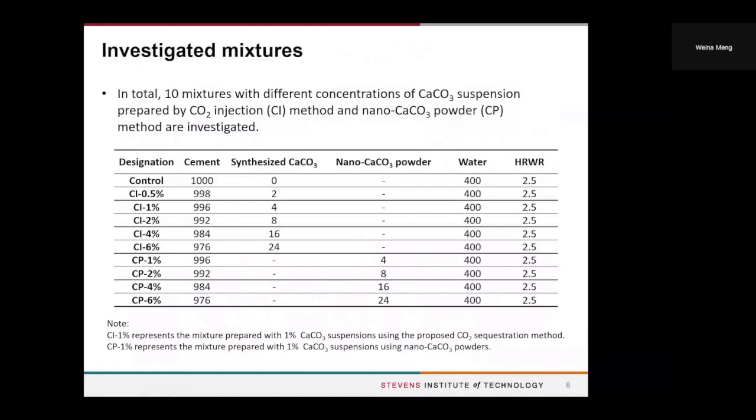So in total, we have investigated 10 mixtures with different concentrations of calcium carbonate suspension. Again, this suspension was prepared by both the CI, the CO2 injection method, and the nano calcium carbonate powders, the CP, from 0 to 6%. And this calcium carbonate is used to replace the cement. It's not an addition, it's a replacement.